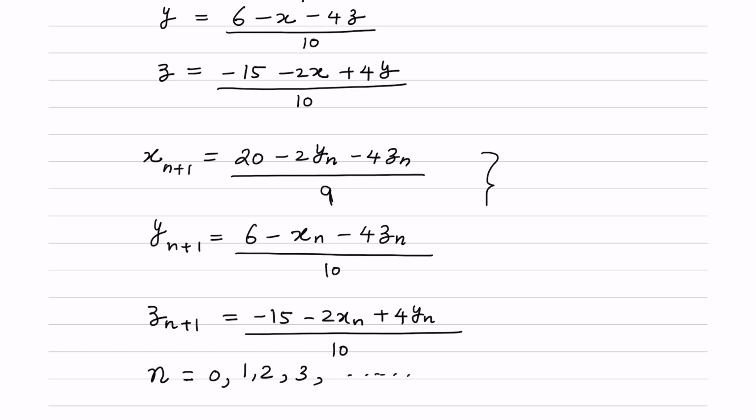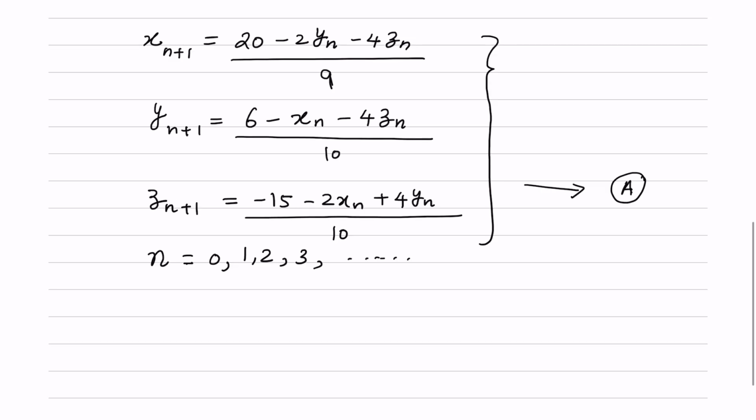We are calling this system A so that we can refer to it whenever we want. To start the process of iteration, we will put n equal to 0 in the system A. When we do that, look at this equation.